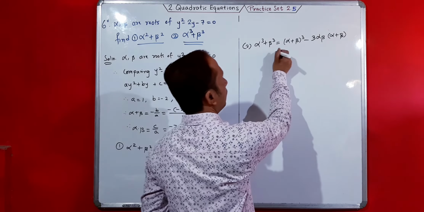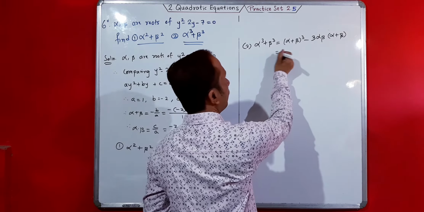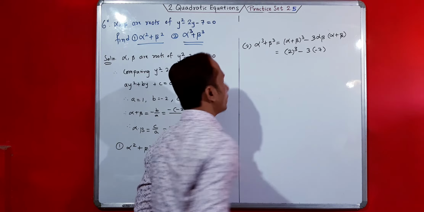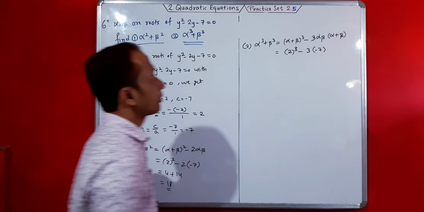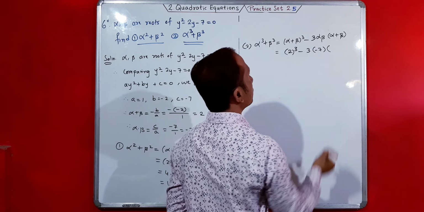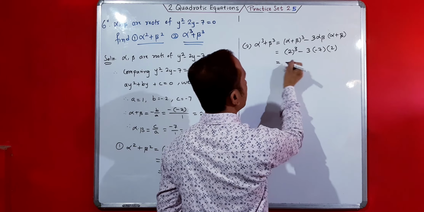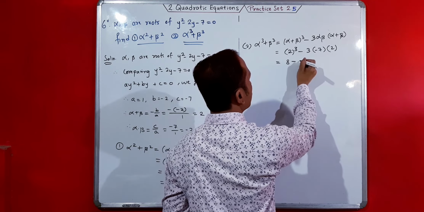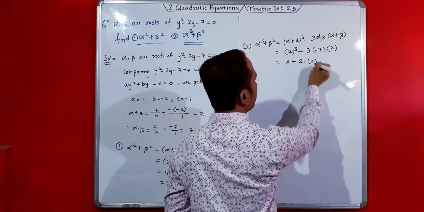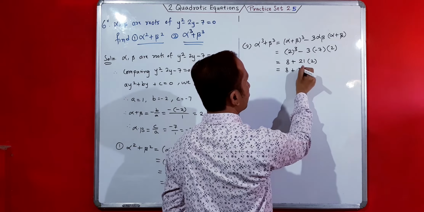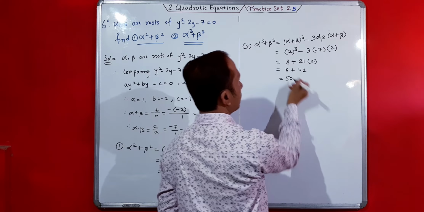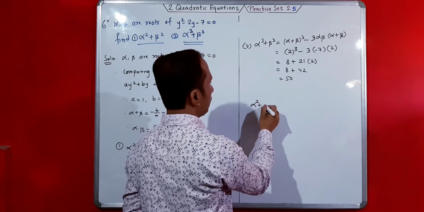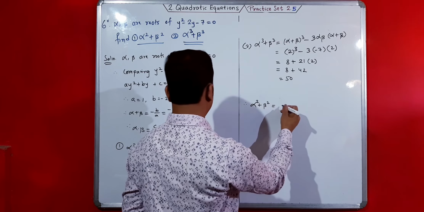So alpha plus beta cube, what is it? It is 2, so it is 2 cube minus 3 alpha into beta, minus 7, you can check it, and in the next bracket alpha plus beta, it is 2. So put this: it is 8, 2 twos are 4, 4 twos are 8, and this is minus 21, so it is plus 21 into 2, so 8 plus 42. So it is 50. Finally you write the product. Therefore alpha square plus beta square is equal to 18.